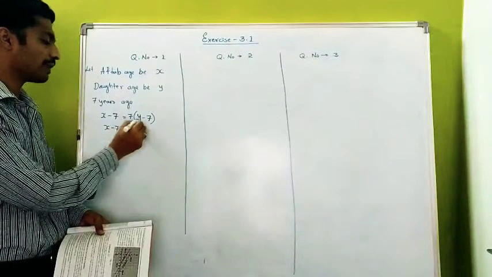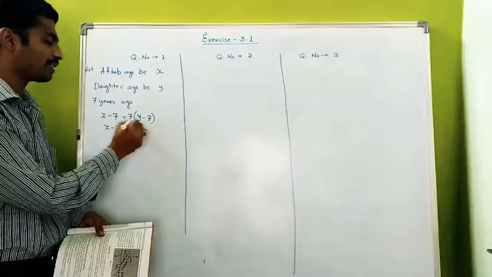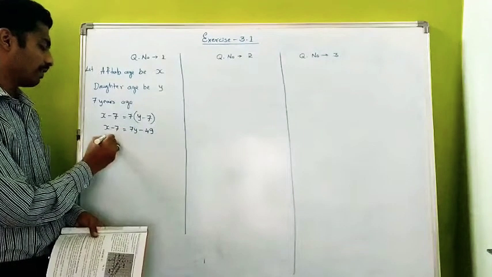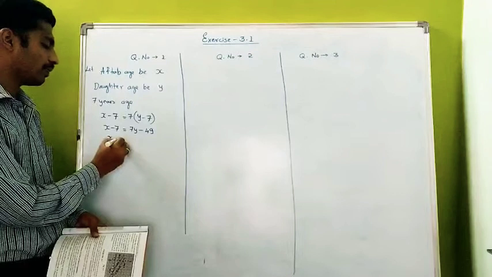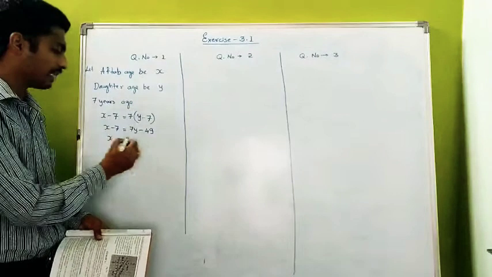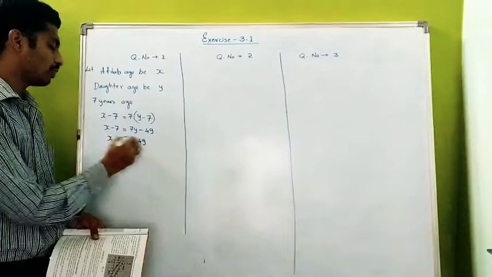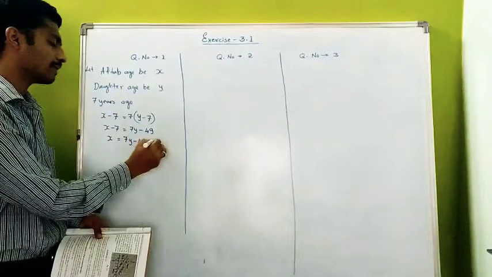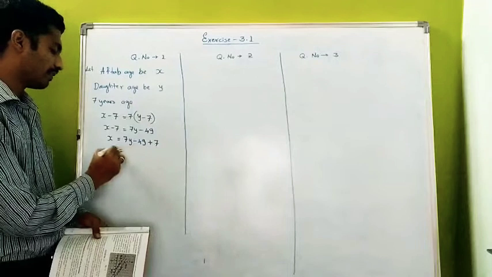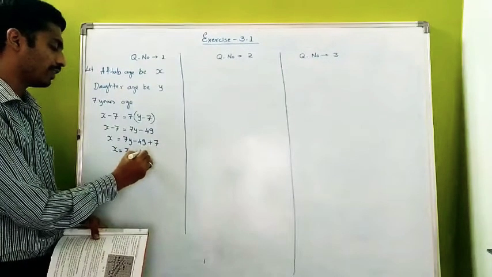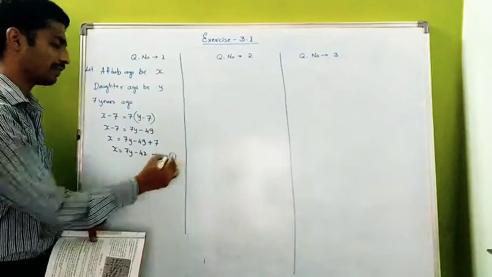Now solve this one. 7 into y, 7y, minus 7 sevens are 49. Okay, so x equal to, take 7y to the right side, it becomes minus 49, so minus becomes plus 7. So here you will get x equal to 7y minus 42. This is our first equation.